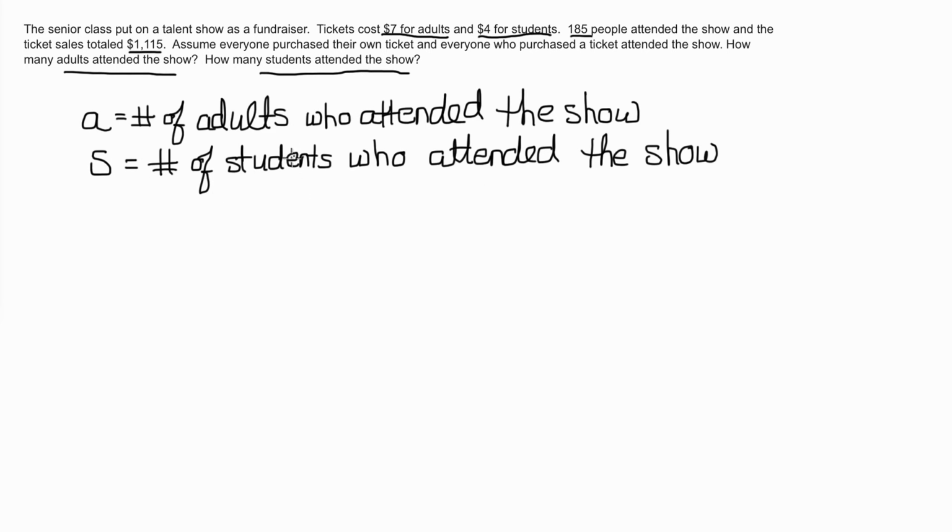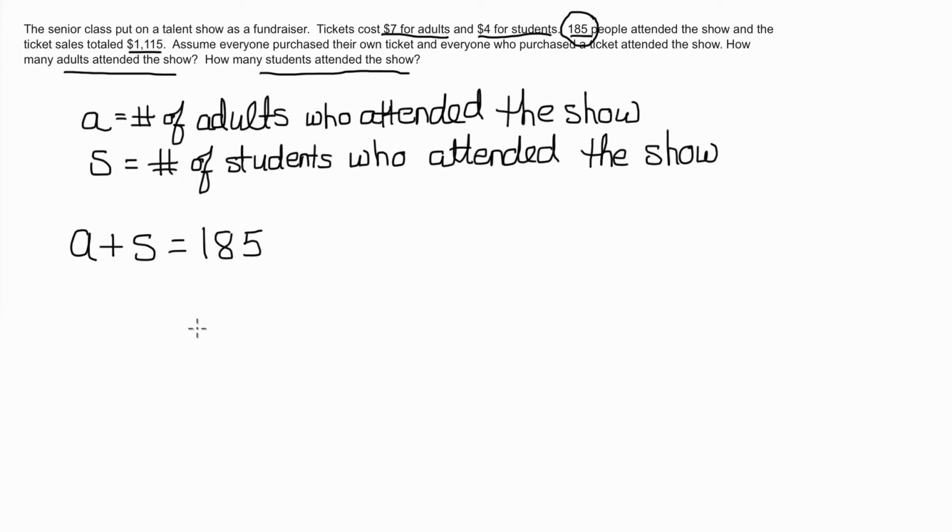So let's think about how we can write two equations using those variables. I think the easiest and most obvious equation we can write is the one that involves this number, 185. We know 185 people attended the show. So that's super easy. We know that the number of adults who attended the show plus the number of students who attended the show equaled 185.